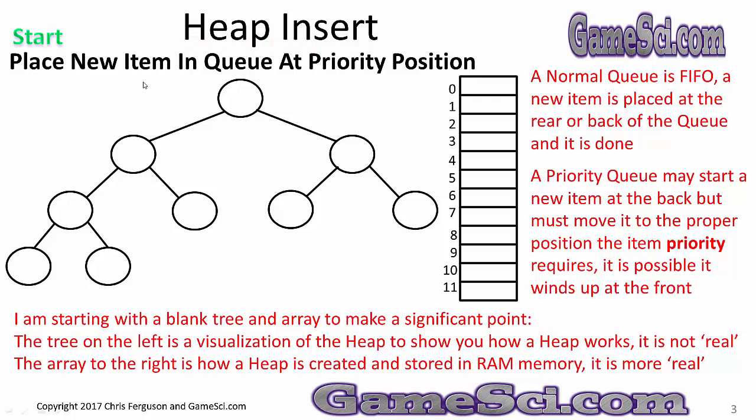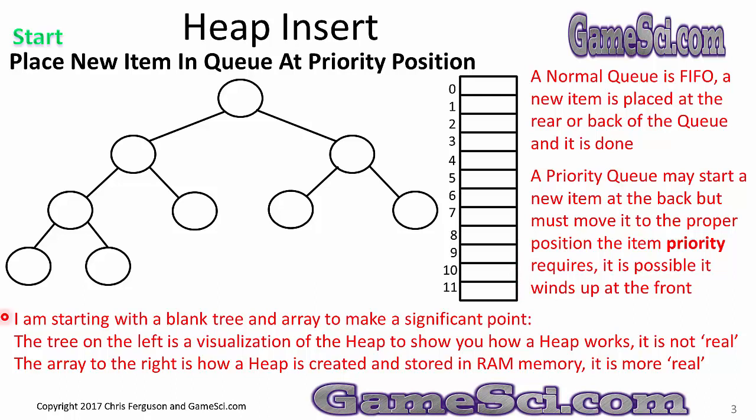Heap insert. Place a new item in the queue at its priority position. A normal queue is FIFO. A new item is placed at the rear or back of the queue and it's done. A priority queue may start a new item at the back but must move it to the proper position the item priority requires. It is possible that it winds up at the front.